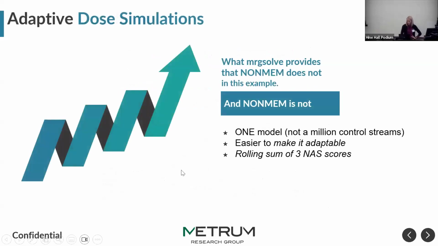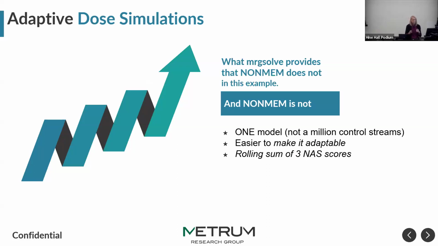So now for the fun part. We did these adaptive dose simulations in MRG-Solve, which many of you have heard of, I think. It's an open source package in R that was developed at Metrum. And it's on CRAN, so it's publicly available.